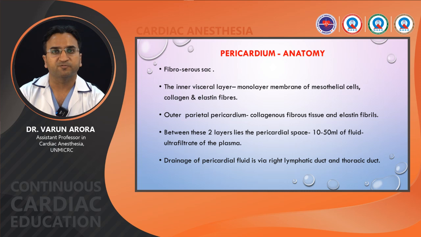So coming to the anatomy of pericardium. Pericardium is a fibroserous sac. The inner visceral layer is a monolayer membrane of mesothelial cells, collagen and elastin fibers. The outer parietal pericardium is a collagenous fibrous tissue with elastin fibrils. Between these two layers lies the pericardial space, which contains 10 to 15 ml of fluid, an ultrafiltrate of the plasma. Drainage of pericardial fluid is via the right lymphatic duct and thoracic duct.